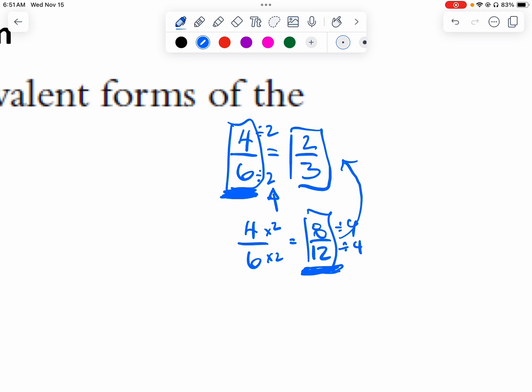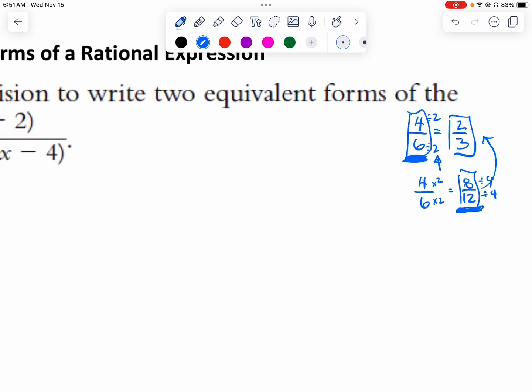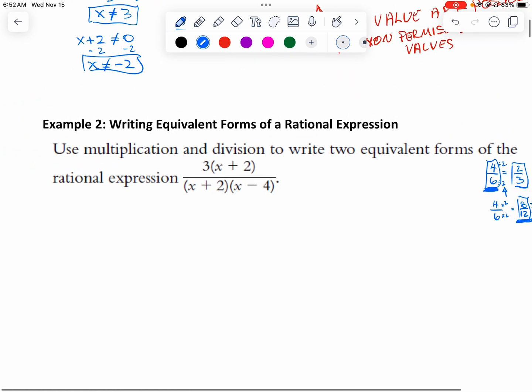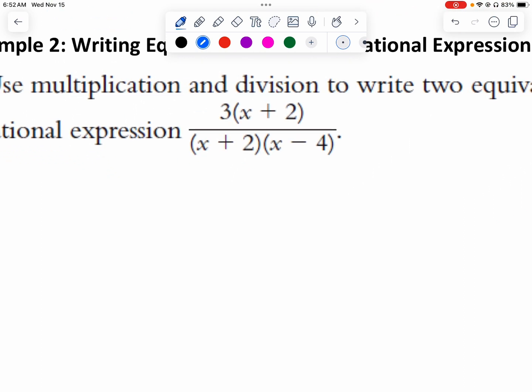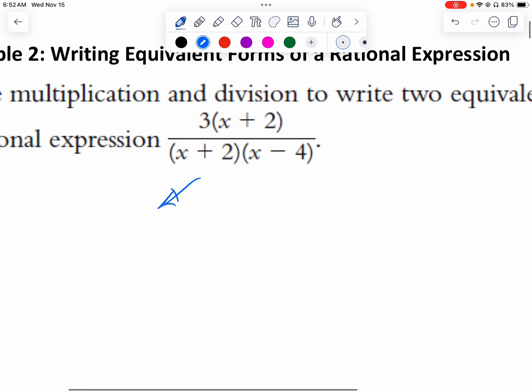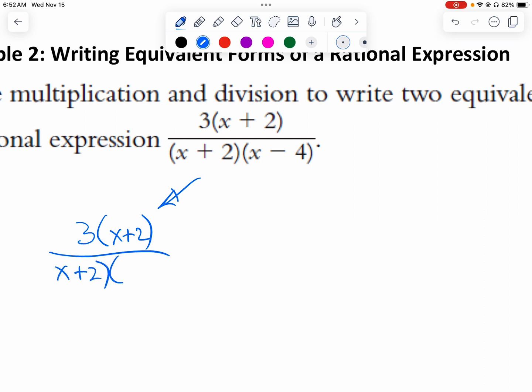We can do the same thing with rational expressions or with our polynomials. Okay? It says use multiplication to write two equivalent forms of the rational expression. Okay? So if we use multiplication, that means that all I have to do is decide on something that I could multiply both the numerator and denominator by in order to change this fraction or rational expression. So I could say 3 bracket x plus 2, there's my rational expression as it stands right now, x plus 2 over x minus 4. Well, what if I multiplied by, let's say 7.